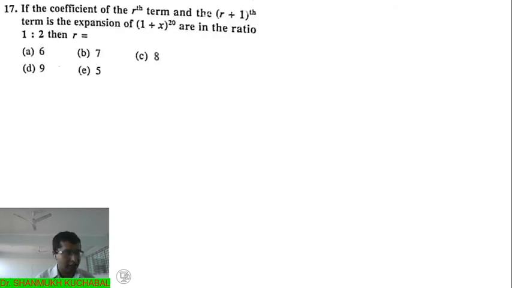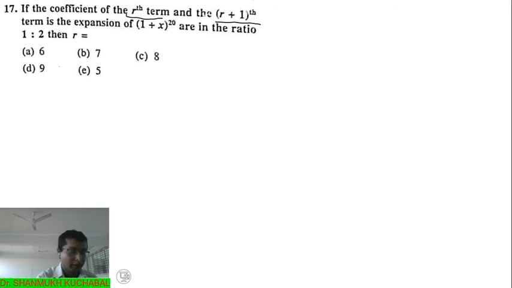Okay, we'll move to our next example. If the coefficients of the rth term and (r minus 1)th term in the expansion of (1 plus x) raised to 20 are in the ratio 1 is to 2, then r equals what? First we'll write the expansion of (1 plus x) raised to 20, then we'll take the ratio of the rth term and the (r plus 1)th term, then simplifying we'll get the value of r.